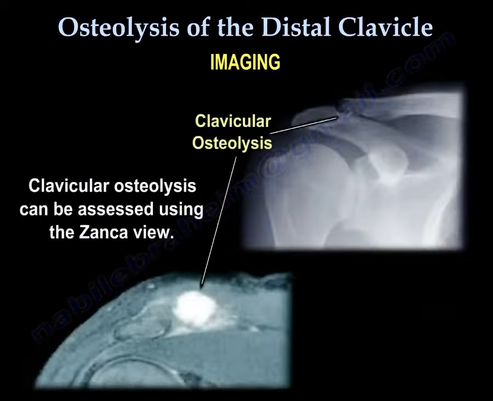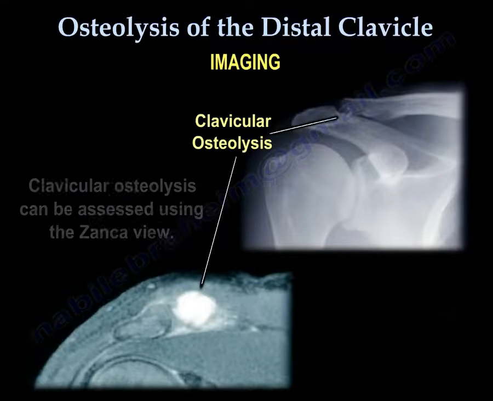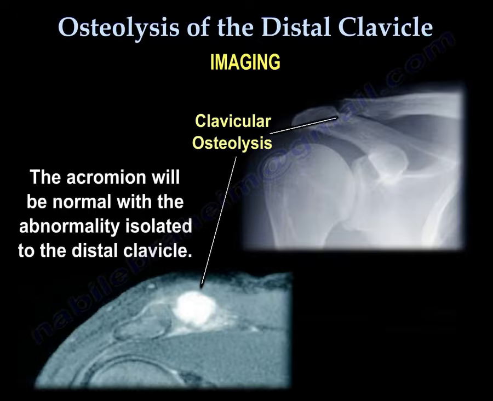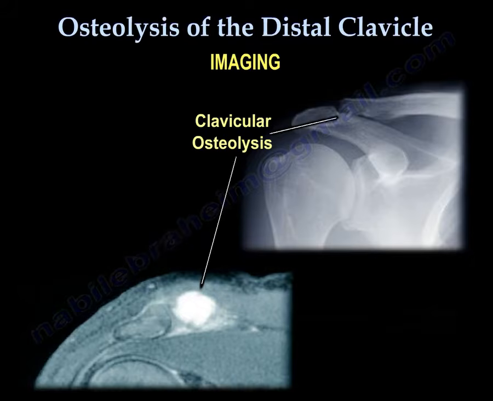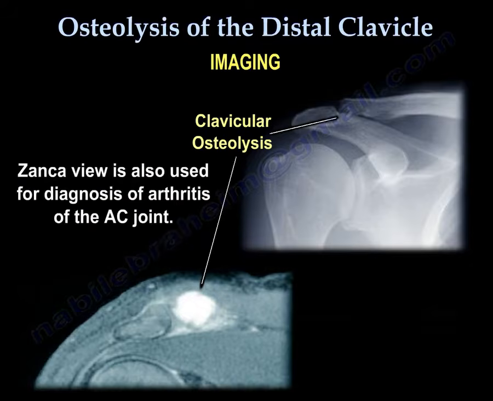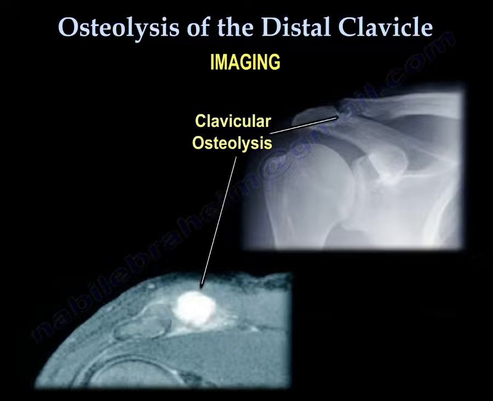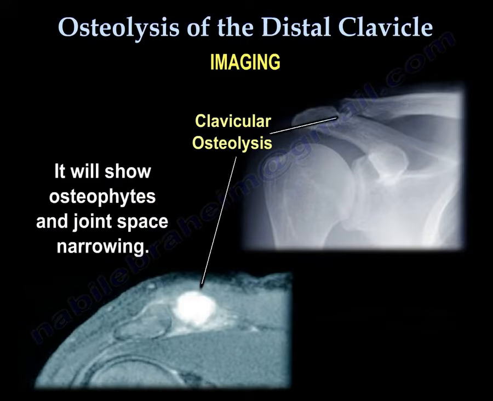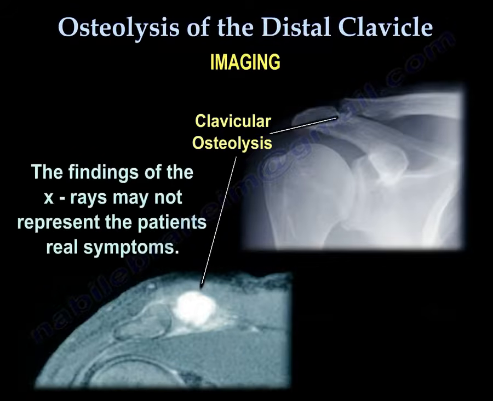Clavicle osteolysis can be assessed using the Zanca view. The acromion will be normal, with the abnormality isolated to the distal clavicle. Zanca view is also used for the diagnosis of arthritis of the AC joint. It will show osteophytes and joint space narrowing. The finding of the X-ray may not represent the patient's real symptoms.